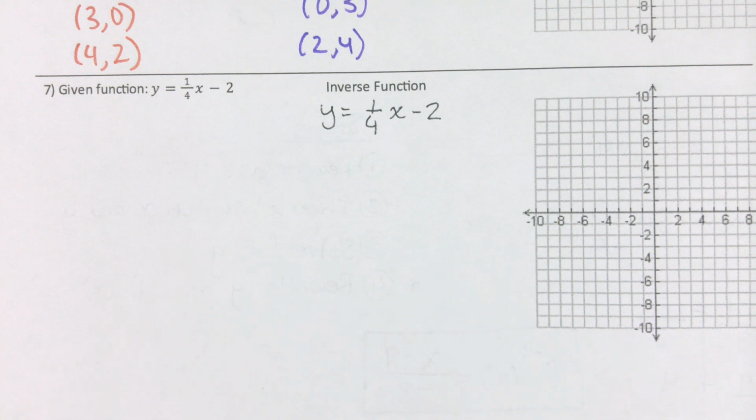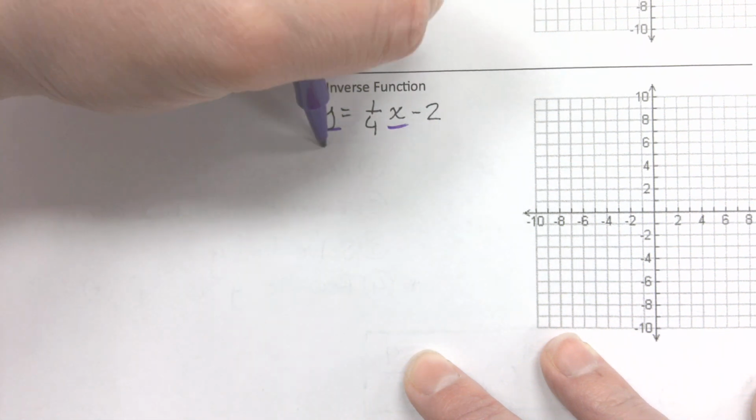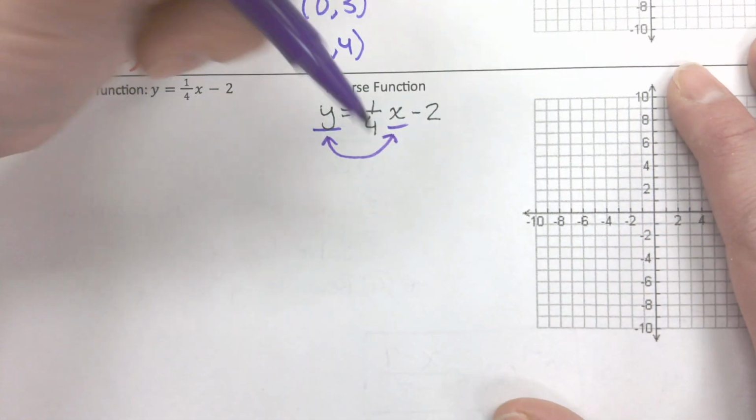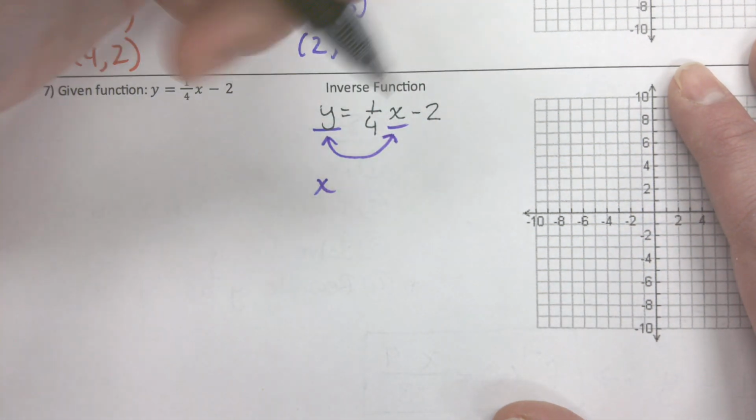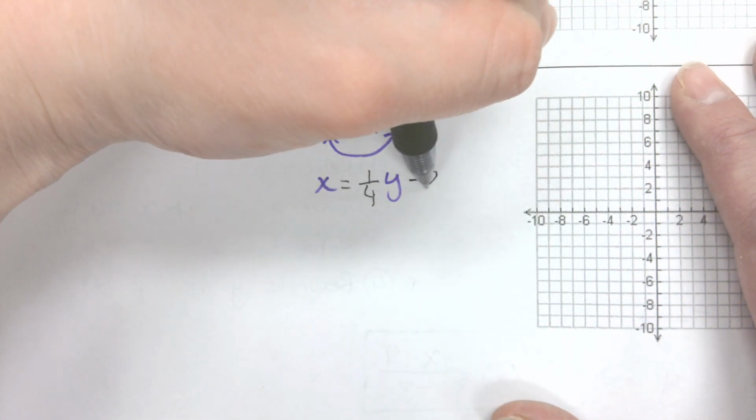Luckily for us, there is just a y here. There's no f or g or h that we have to change. So we don't have to do step 1, which is change it to y. We've already got that. Next step, switch x and y. This is now x equals 1/4 y minus 2.